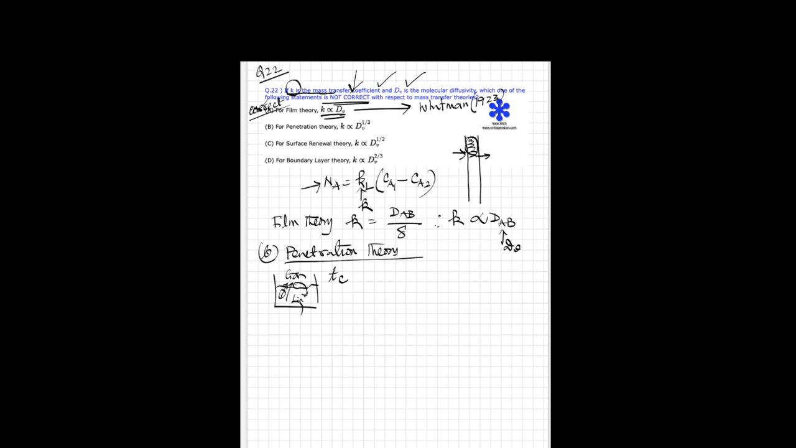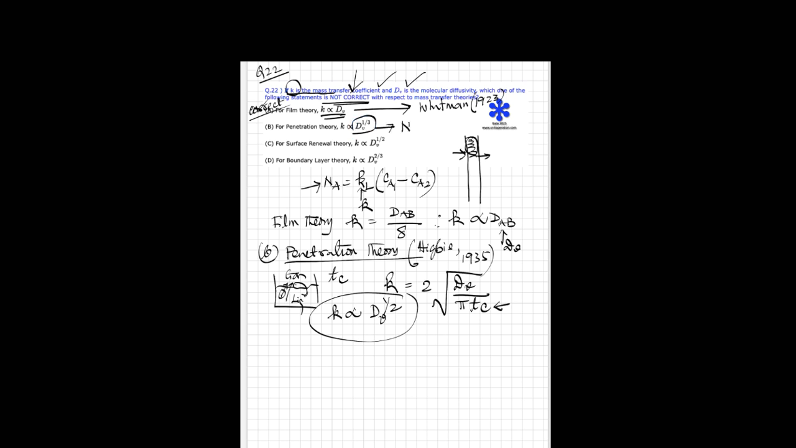It was first proposed that the mass transfer coefficient K is equal to 2 square root of dV over pi Tc, where Tc is the exposure time. So, as you see, according to penetration theory, K is proportional to dV raised to the power half. But here it shows dV to the power third, so this is not correct.